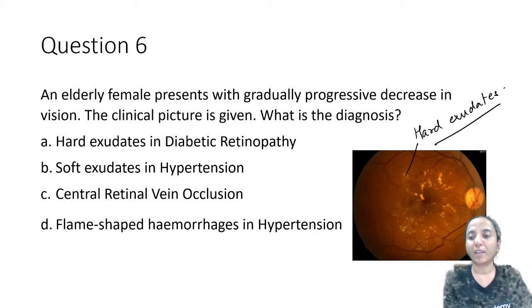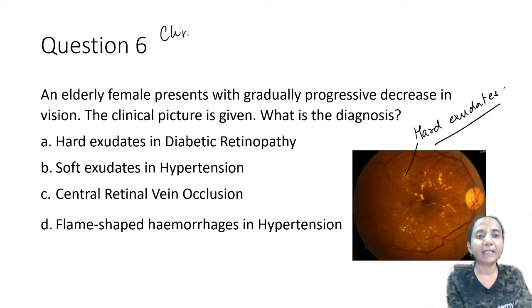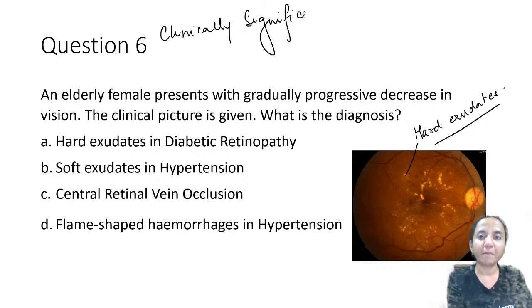These are the hard exudates, and if you have this kind of hard exudates at the macula, that is called clinically significant macular edema or CSME. Clinically significant macular edema, CSME.